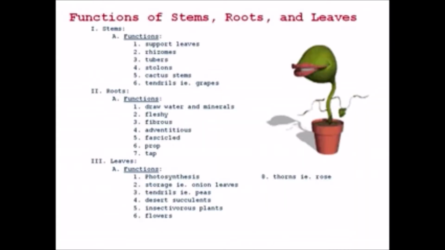The functions of stems, roots and leaves. Stem functions: they support leaves, and examples include tubers, stolons, cactus stems, tendrils and rhizomes and grapes. The functions of roots: they draw water and minerals. They are fibrous, fleshy, adventitious, fascicled, and prop and stilt roots.